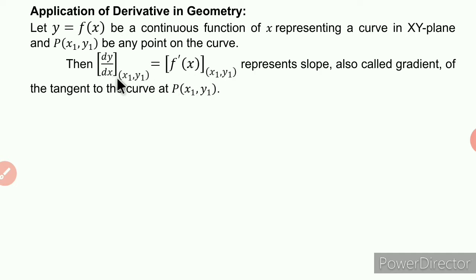Then dy by dx at this point (x1, y1), which is equal to f dash of x, that is the derivative of f of x at (x1, y1), represents the slope, that is the gradient. It is also called the gradient of the tangent to the curve at P(x1, y1).